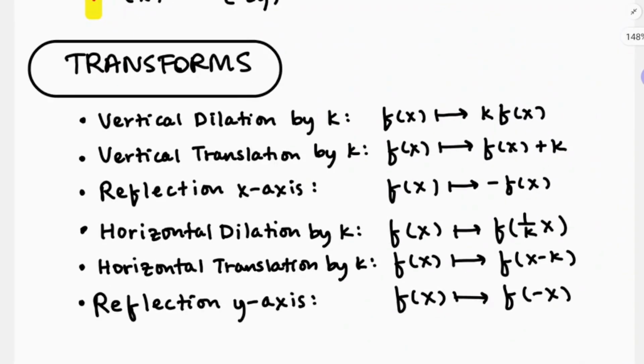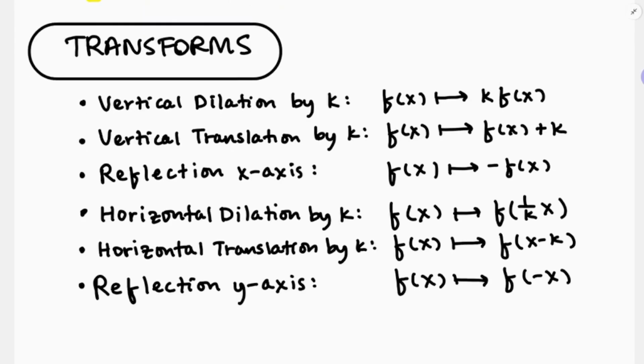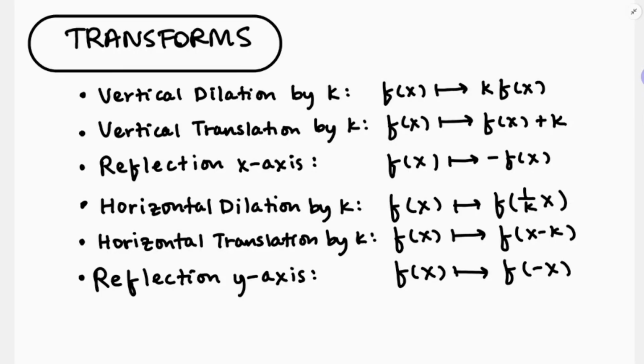Okay, and then the transforms. We need to know our dilations, translations, and reflections. And these are the relevant formulas we need. I don't want to spend too much time obsessing over these. We've done a lot of this work, and it seems like y'all were pretty solid on this this year, at least the students in my class.